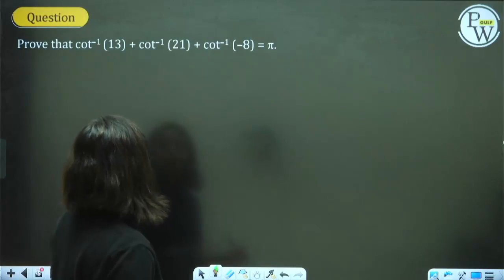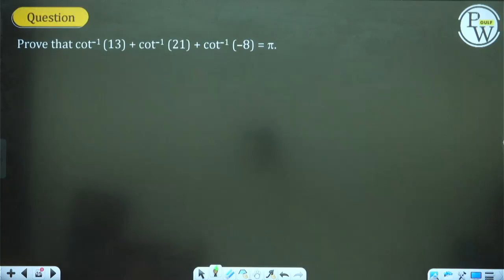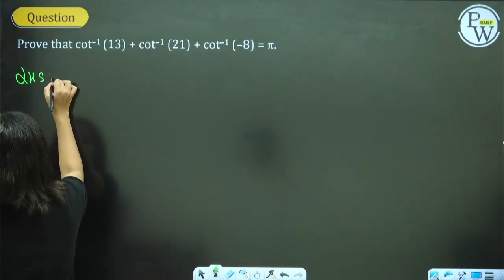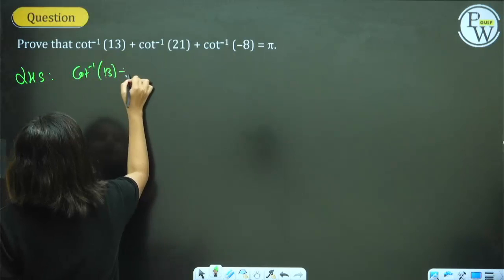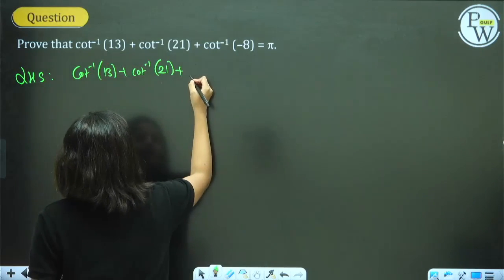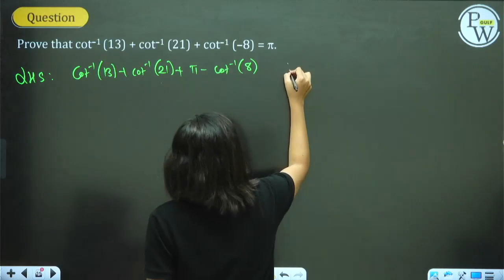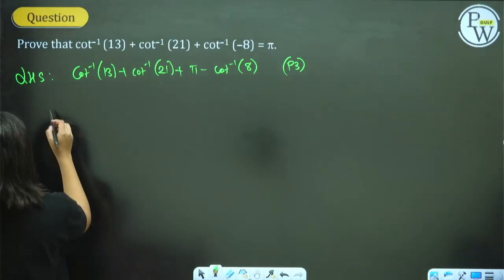Next. Cot inverse 13 plus cot inverse 21 plus cot inverse minus 8 is equal to pi. Try to prove that. Let's do it. For LHS, cot inverse 13 plus cot inverse 21 plus cot inverse minus 8. Can I write it as pi minus cot inverse 8? Using your property 3, cot inverse of minus theta is pi minus cot inverse theta, right?